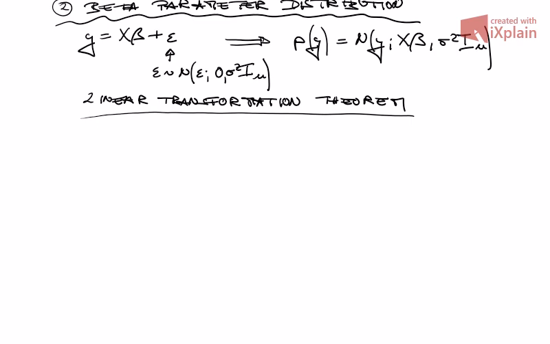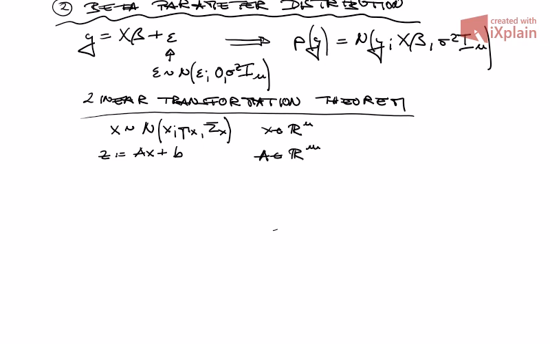What this linear transformation theorem says is: if you have a random variable x, which is distributed according to a multivariate Gaussian with expectation parameter mu x and covariance matrix sigma x, and you now define a new random variable z by multiplying x with a matrix A and adding some parameter b, then x would be n-dimensional and hence mu x and sigma x as well, and A would be m times n dimensional and b hence m-dimensional.